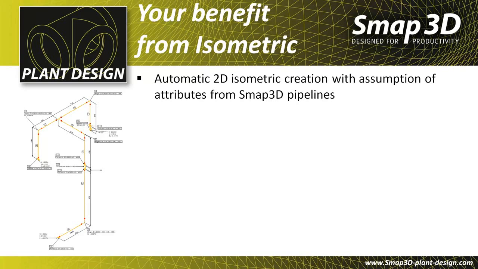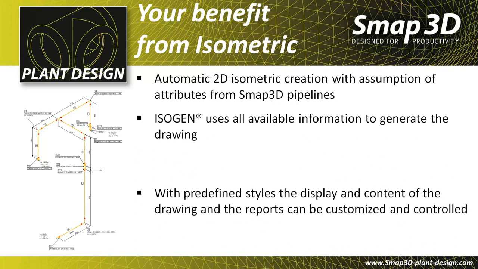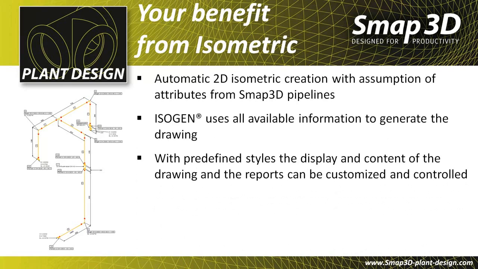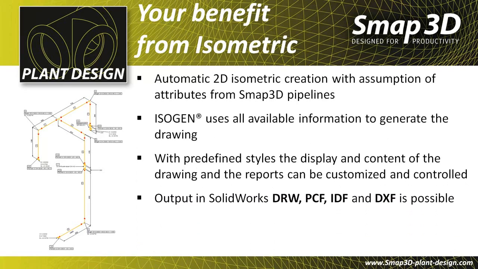from the 3D pipeline. The ISOGEN kernel uses all of this information to generate these drawings. With predefined styles, you can customize and control the display and the content of the drawings. You can choose the output format as SOLIDWORKS DRW, PCF, IDF, and DXF.